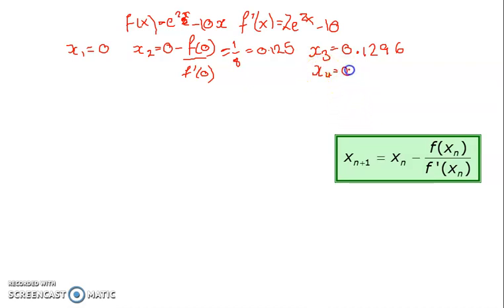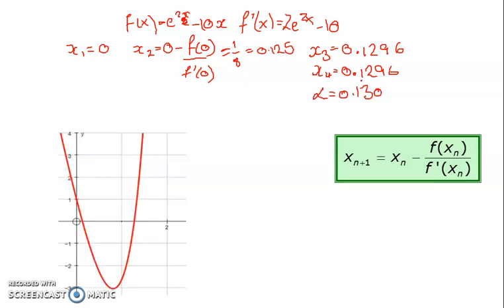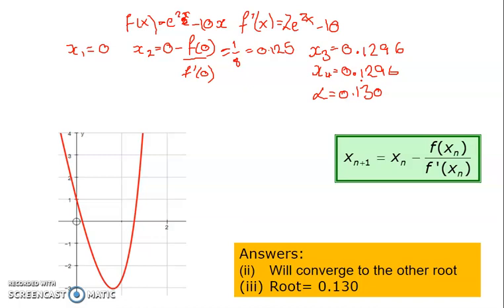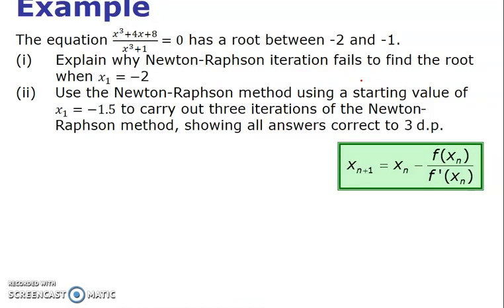0.1296. Alright, we're there already because it wanted 3dp, and the answer agrees to 4dp, and therefore the root equals 0.130 to 3dp. There's my graph again. Yes, 0.130. So we're happy with that. The equation, we've got a different equation now. This is our equation, and we're going to have to differentiate it at some point, so just bear that in mind.